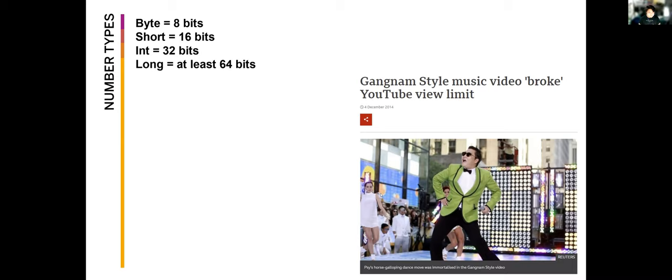This billion, 1,000 million, yeah, 2 billion. So it has gone beyond 2 billion views. That's why nasira yung UI ni YouTube that time. So that's the exact reason why, because of these limitations on the number types.